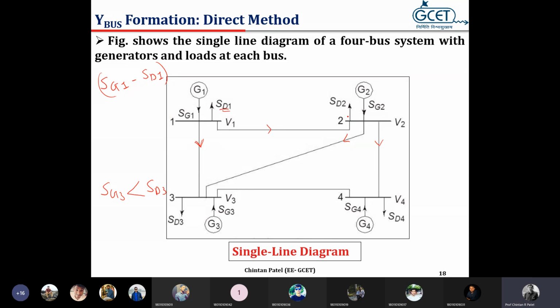This will happen when, at bus number 3, there is a deficiency of generation and excess of demand. Demand will be higher and generation will be lower. Only in that condition will bus number 3 receive the power from remote buses. So at bus number 4 also the same thing is true: generation is less than demand, or demand is greater than generation.